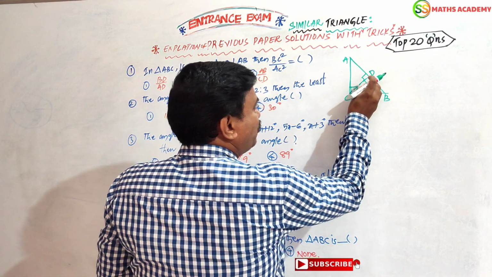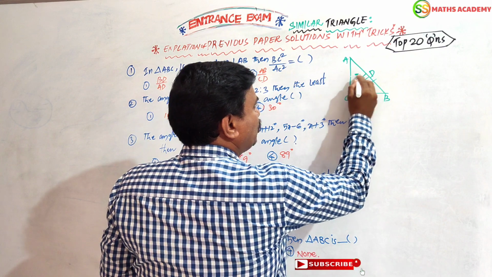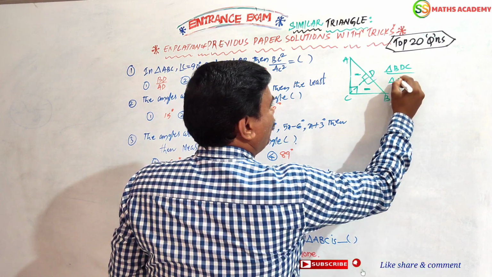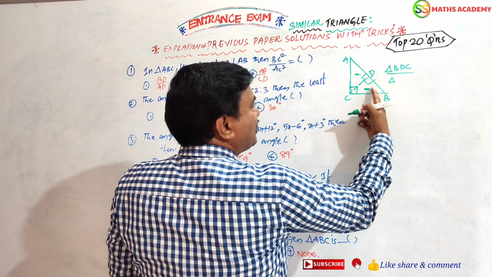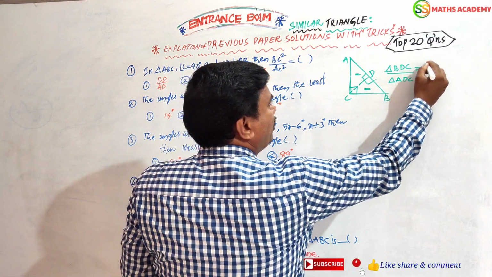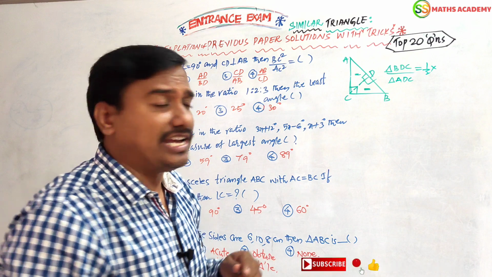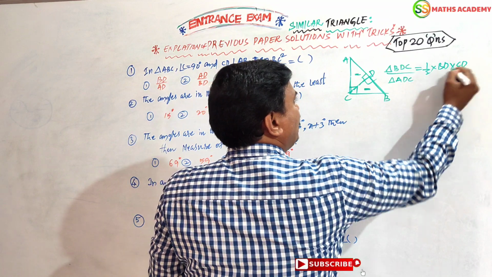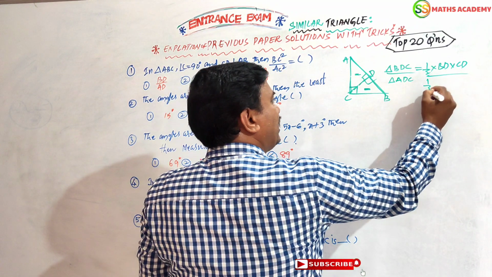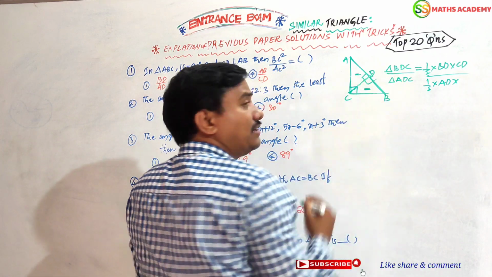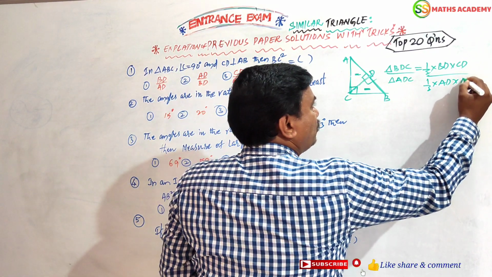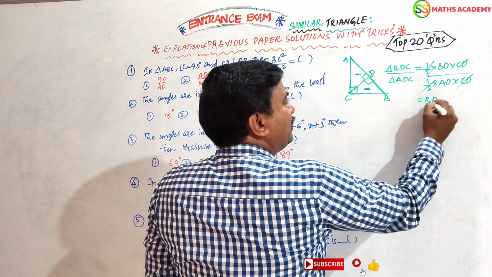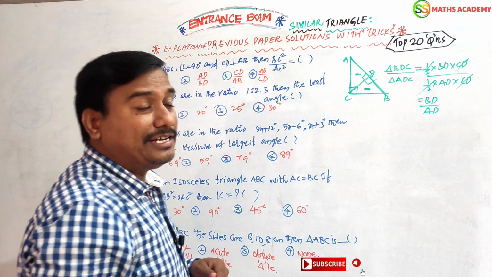I should first take the ratio of these two small triangles. Equation 1: area of right triangle BDC, ratio of first triangle by second triangle ADC. You know very well the area of a triangle formula: 1 by 2 base into height. So for this triangle, base BD into height CD, as well as the base of the second triangle. 1 by 2 base, height is common for these two triangles. So 1 by 2 cancels, CD cancels. We are getting BD by AD.